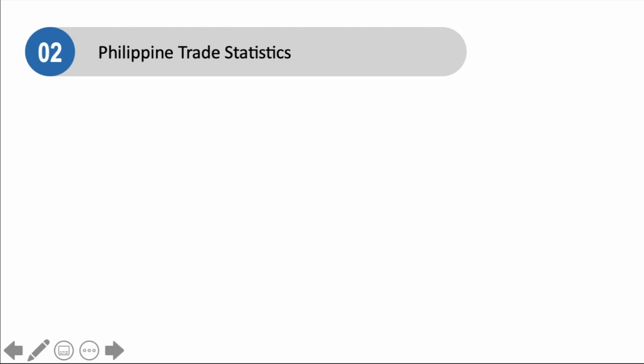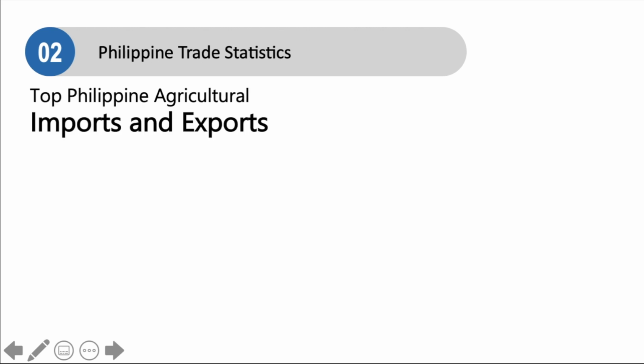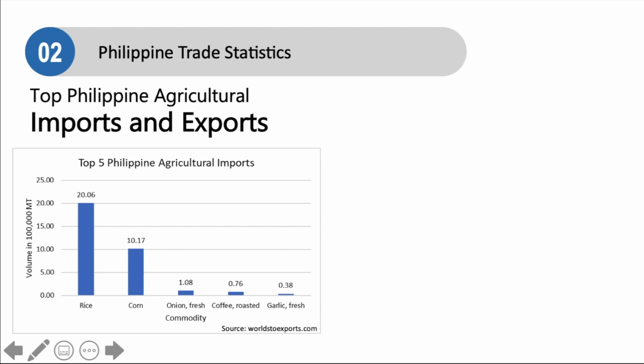Narrowing down our statistics to agricultural products, let's look at some of the top imports and exports. These are the top 5 Philippine agricultural imports: rice, corn, fresh onion, roasted coffee, and fresh garlic. Rice is the top among these commodities, with a volume of 100,000 metric tons, or this is equivalent to 20 million metric tons. Other agricultural imports are cocoa beans, leaf tobacco, mongo beans, and fresh potato.